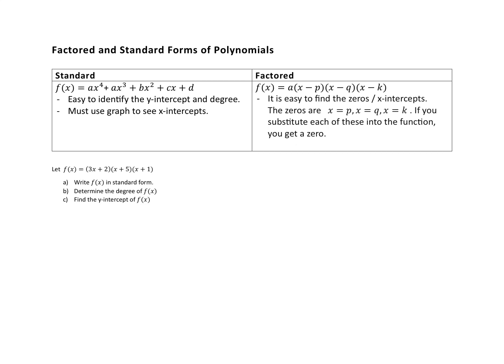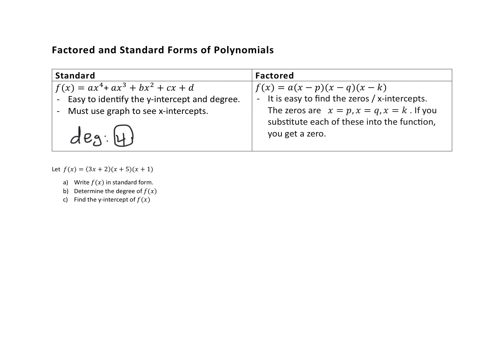In this video, we are looking at factored and standard forms of polynomials. This is the standard form. Notice you start from the highest degree going down. The good thing about this one, it's easy to tell the y-intercept and the degree. But if you need to see the x-intercept, you have to graph it. For example, this one, the degree is the highest exponent, which is 4.